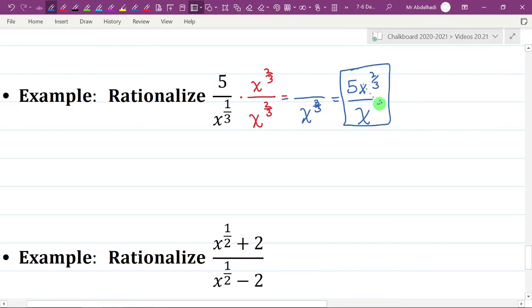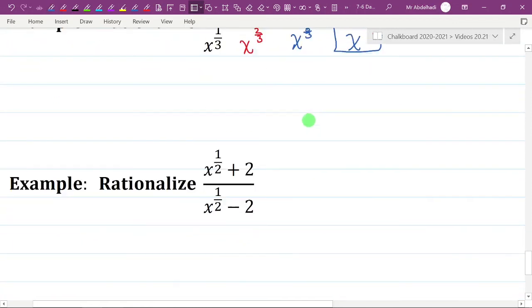There you go. The bottom is no longer a radical. It's no longer a fraction power. So you've rationalized this. And that's all it takes. All you have to do is find the power that makes this a whole number.